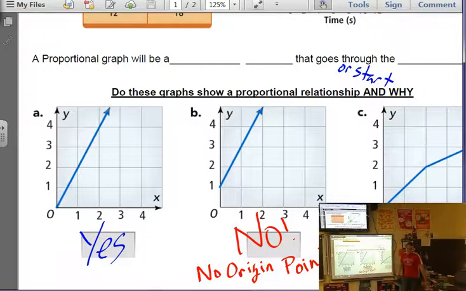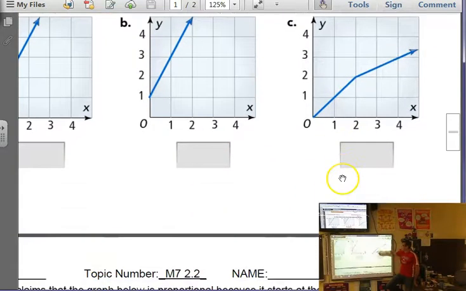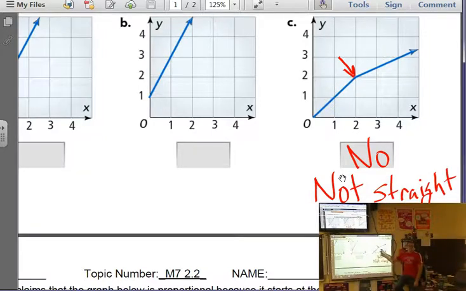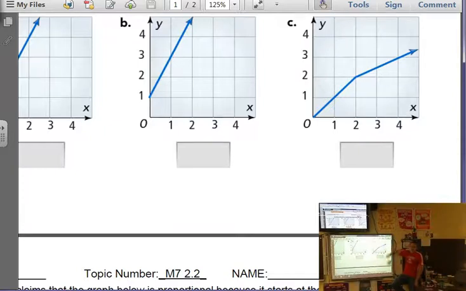Guys, I have cards. Elena, what about graph C? Why? It's not a straight line. Exactly. It changes direction right here, so it does not stay straight. Now, each section of the line is straight, and if I only looked up until here, it would be proportional, but I have a continuous line that changes direction right here. So I would probably circle that little kink where it changes direction.